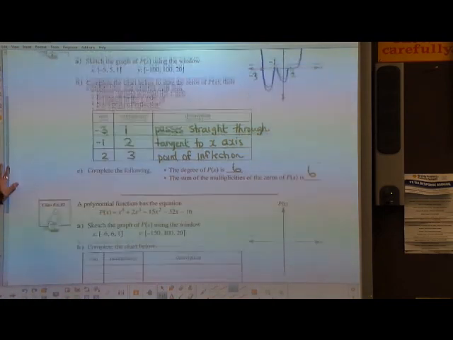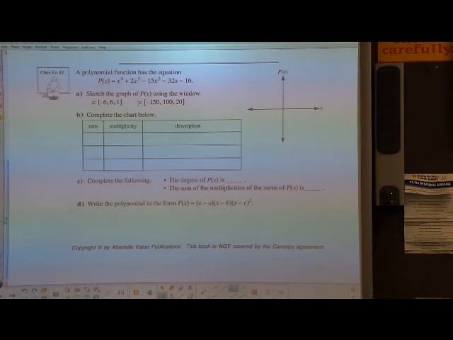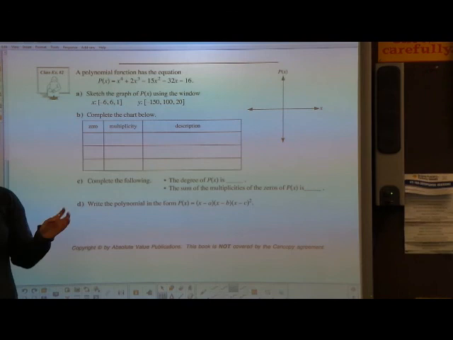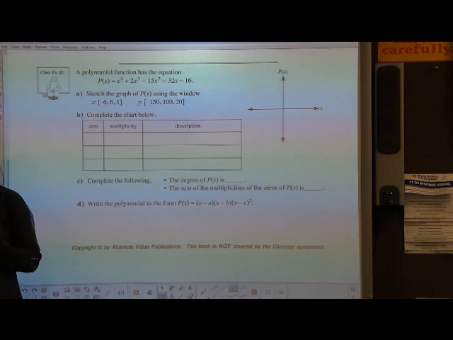Okay, so let's look at class example number 2. The polynomial function has the equation x to the power of 4 plus 2x cubed minus 15x squared minus 32x minus 16. It's not factored for us, but what is one thing that you can tell me about this graph? Or a couple of things that you can tell me about the sketch before even drawing it.